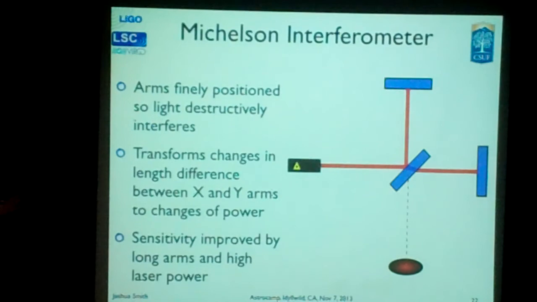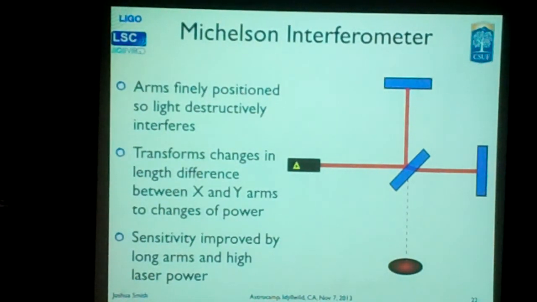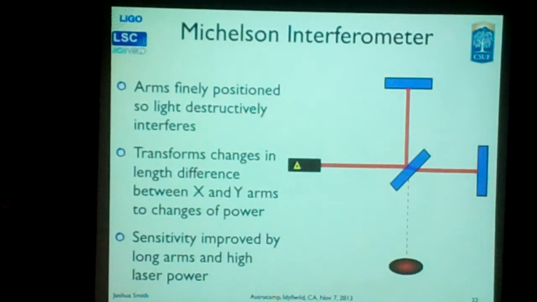And in this situation, you can basically set up something like this and wait for something to stretch one of the arms and squeeze the other one. And if you do that, it shifts from this condition slightly off, and you get a little bit of light. And so this is a machine to transform a little bit of space-time change to a little bit of light at our photodetector down at the bottom.